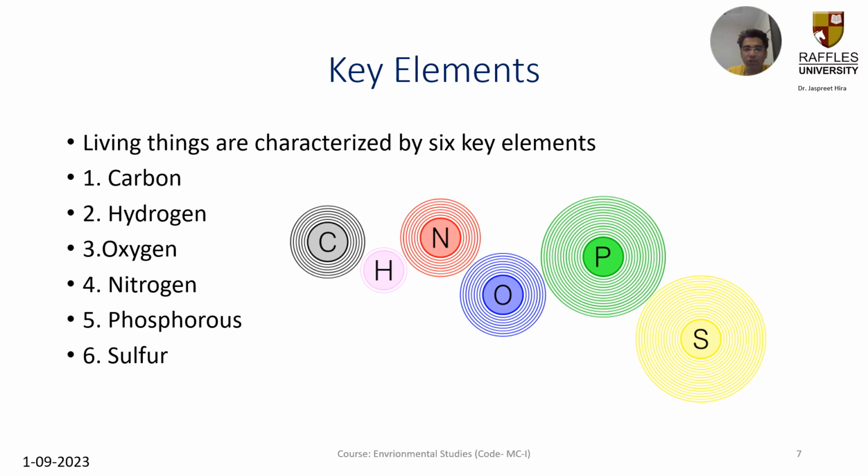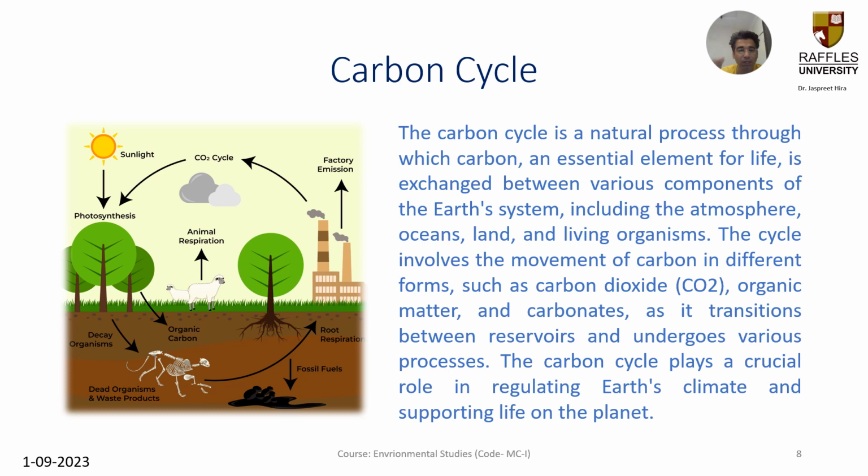Now when we discuss the key elements, what are the key elements? Living things are characterized by 6 key elements: carbon, hydrogen, oxygen, nitrogen, phosphorus, and sulfur. So when we discuss the characteristics of living things, these elements are very important in terms of matter and the life cycle. Now we have the carbon cycle.